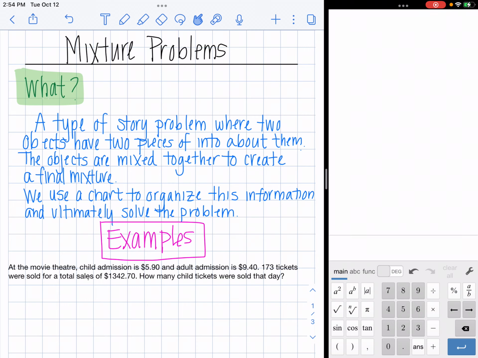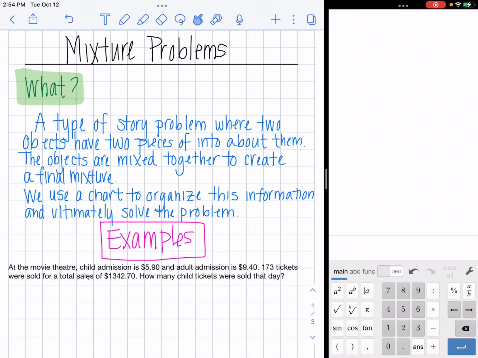We use a chart to organize all this information and to ultimately help us solve our problem. So the best way for me to explain how to do this is to do some examples. I have 3 examples prepared for you because there are really 3 kinds of mixture problems that you'll get into here. I just wanted to make sure you could see all 3 of them to hopefully help you with the ones that you're working on. So let's get into it.